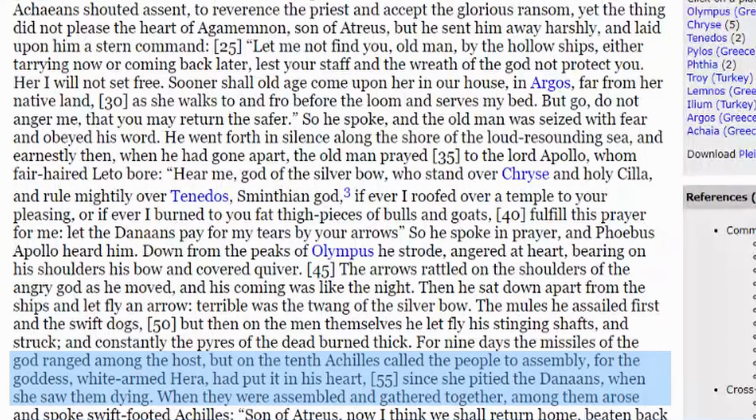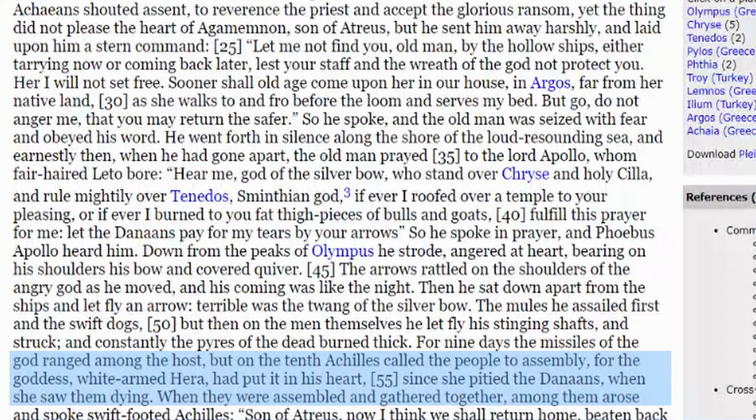And then Achilles calls people together, for the goddess white-armed Hera had put it in his heart, since she pitied the Danaans when she saw them dying. So I remember I said that they're sometimes referred to as Achaeans, sometimes as Danaans. She put it into his heart.